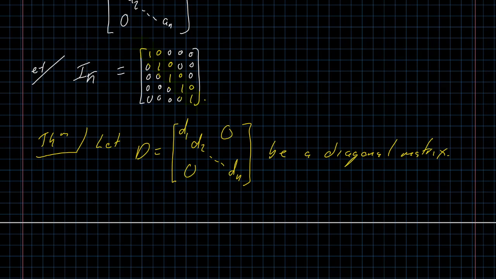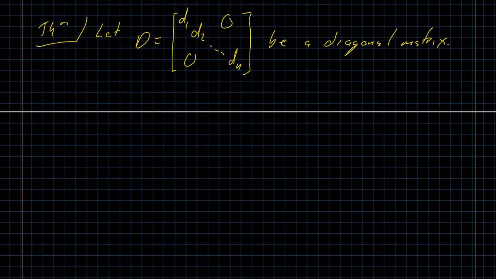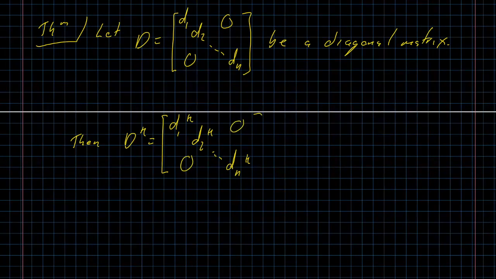Let's consider a diagonal matrix. I'll call it capital D. It has entries D1 through Dn on the main diagonal and zeros everywhere else. And with just that, I claim that if I want to take this diagonal matrix and calculate a power, D raised to the k power, I'm going to get a diagonal matrix with D1 to the k, D2 to the k, all the way down to Dn to the k on the main diagonal, and zeros everywhere else.